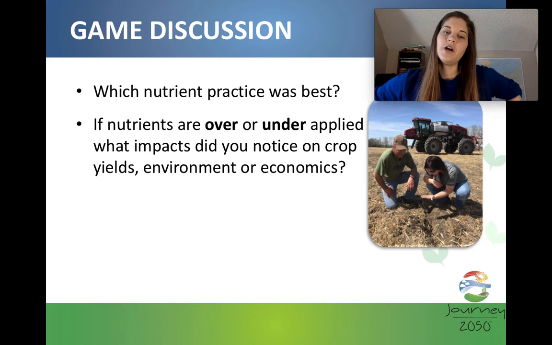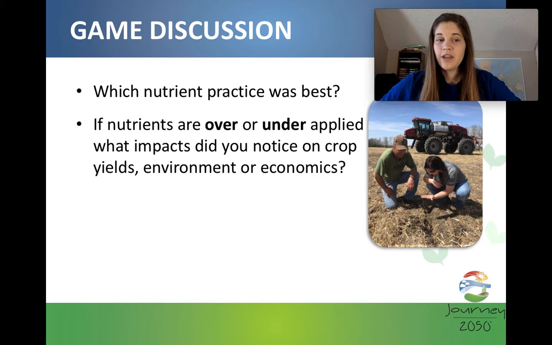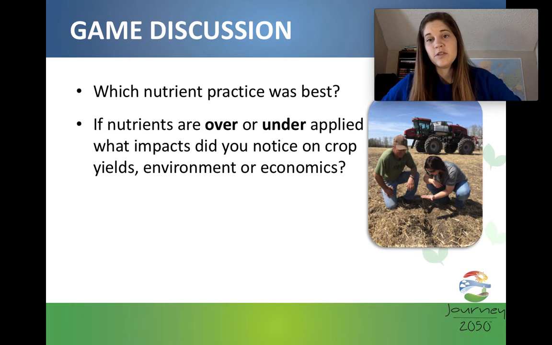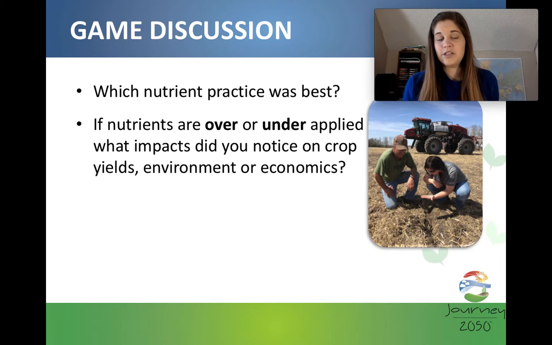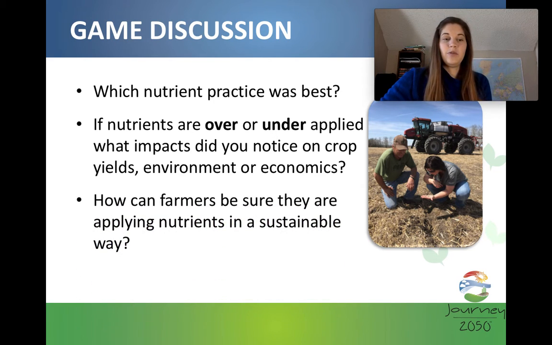If nutrients are over or under applied, what impacts do you notice on crop yields, environment, or economics? If it was over applied, a lot of times the yield would actually decrease because it would burn the crops. Also, the environment would suffer, and thus your economics would suffer because you wouldn't actually have an increase in any profitability. If it was under applied, usually the crop yield would decrease because you didn't have enough. The environment was less impacted, except your soil health would have gone down. And then economics also would have gone down because your profitability would have gone down.